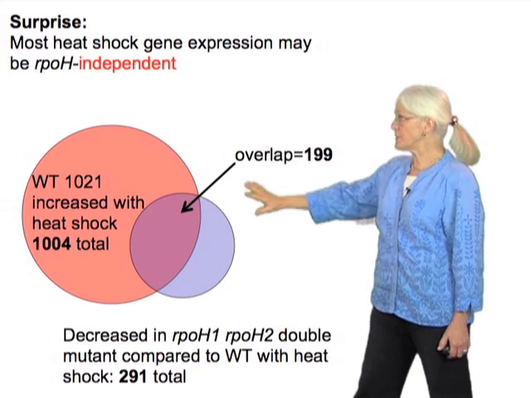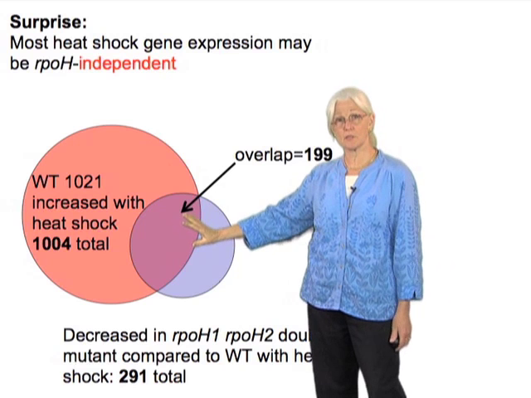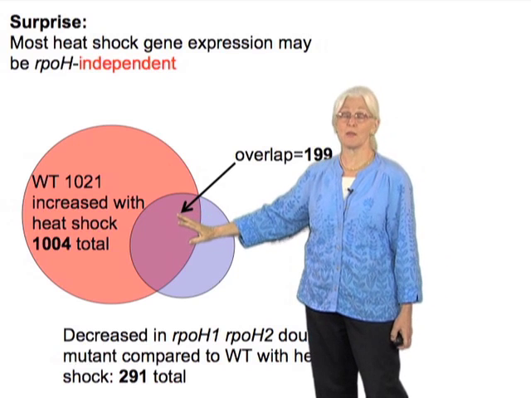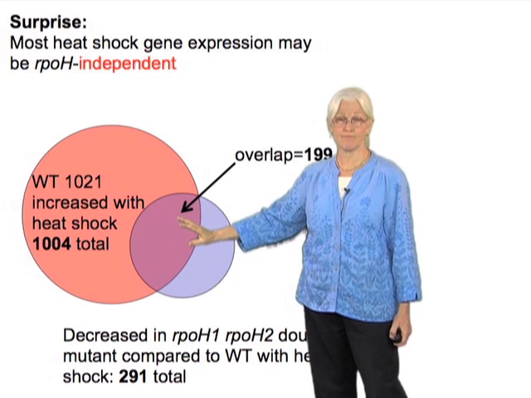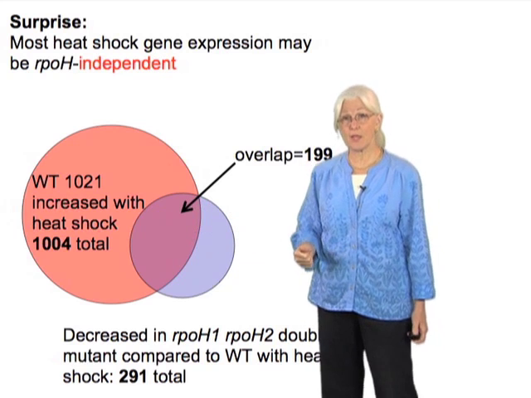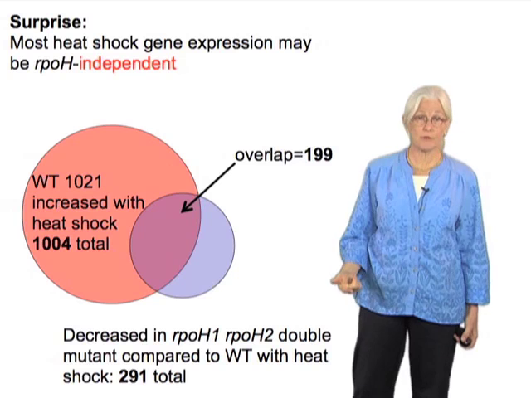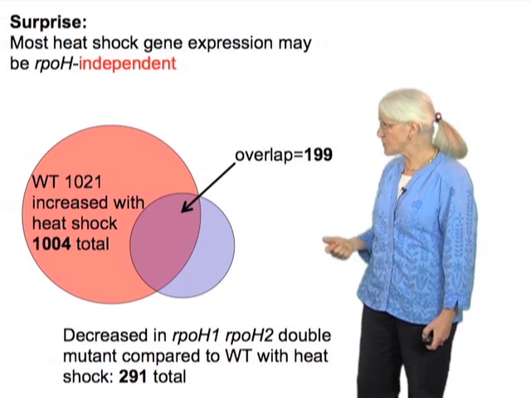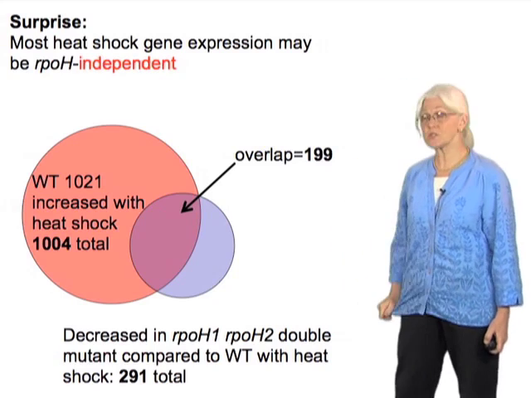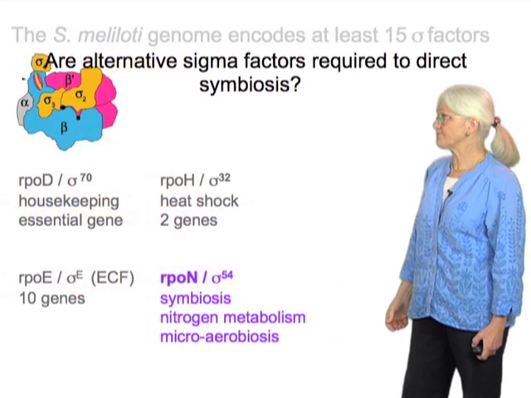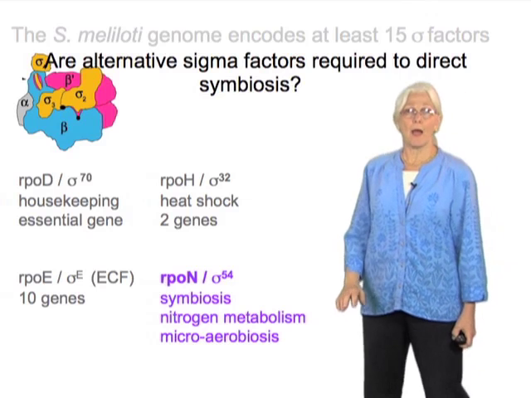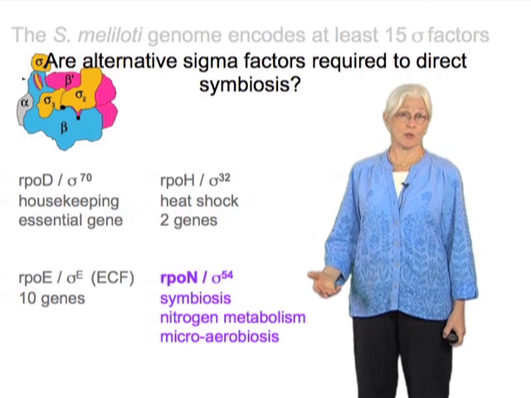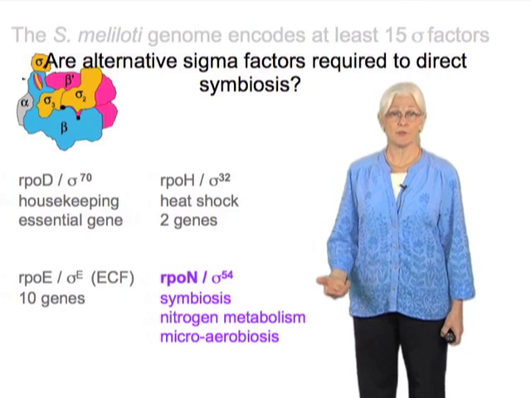So only a minority of the heat shock genes are apparently controlled by the RpoH sigma factors. So they're doing other things, and some other regulatory system is taking the job that in E. coli would be done just by RpoH. Another surprise that needs to be followed up. So I'd now like to ask the question, how about the other sigma factors?